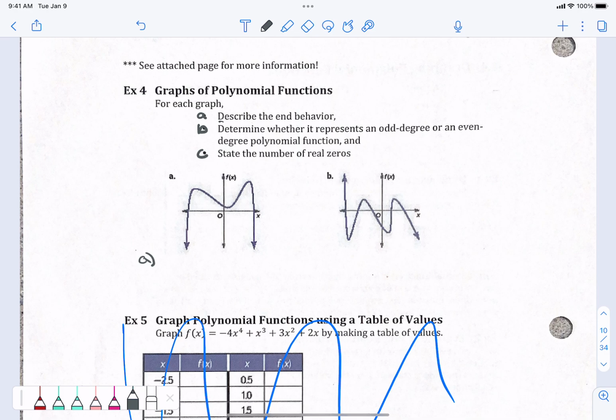Part A says describe the end behavior. Do you remember what end behavior was? Like what's happening on the ends of the graph? As x goes to infinity, the y is doing what? As x goes to negative infinity, the y is doing what? And we fill in those blanks. I'm going to do that for A over here and fill those in.